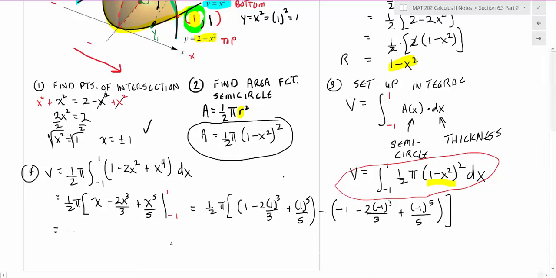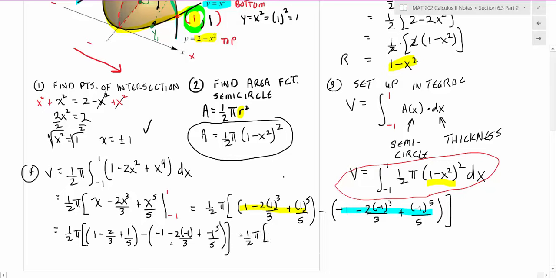Okay, so wrapping up the details here, we're going to have 1/2 pi. If we look at this arithmetic, you've got to be pretty careful with your arithmetic steps. Looks like we're going to have 1 minus 2/3 plus 1/5 minus, and then be careful, you have negative 1. And then this is going to be negative 2 times negative 1/3 plus negative 1/5. You're taking a negative number and raising it to an odd power. So that's going to be 1/2 pi, and this will be 1 minus 2/3 plus 1/5 minus negative 1 plus 2/3 and minus 1/5.